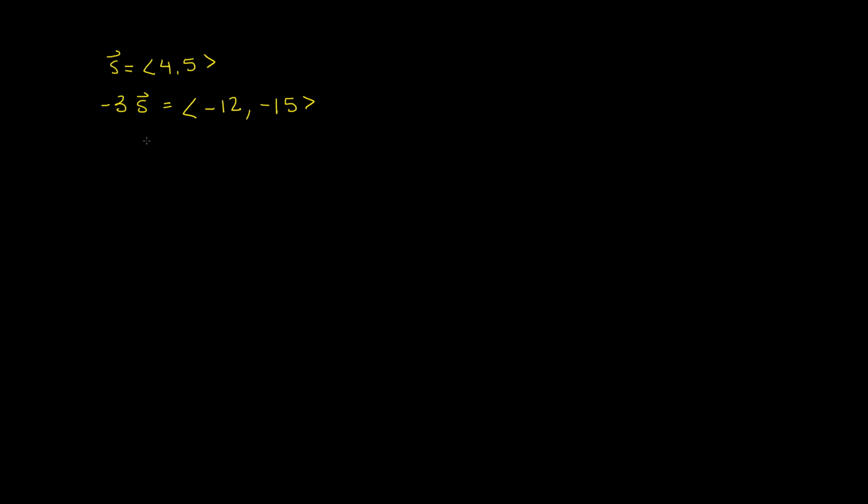So let's see how our magnitude is impacted by this. And remember, our magnitude is our distance from the origin to that point. I'm going to change my colors for the magnitude. The magnitude of -3 times s is going to equal -3 times the square root of 4 squared plus 5 squared, so -3 times the square root of 41. And this is approximately 19.2.